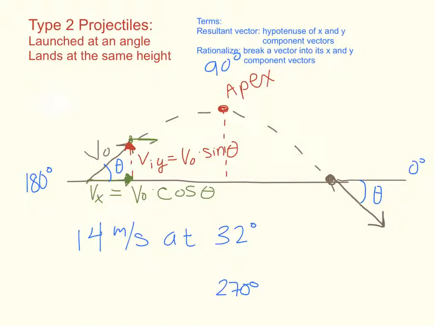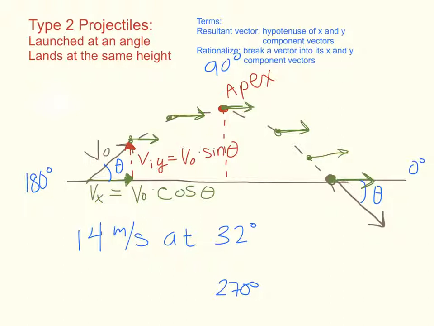My x velocity stays constant the whole time because there's no force causing it to speed up or slow down. So everywhere we go, that velocity is always the same size. And it's the same size when we get back down here.